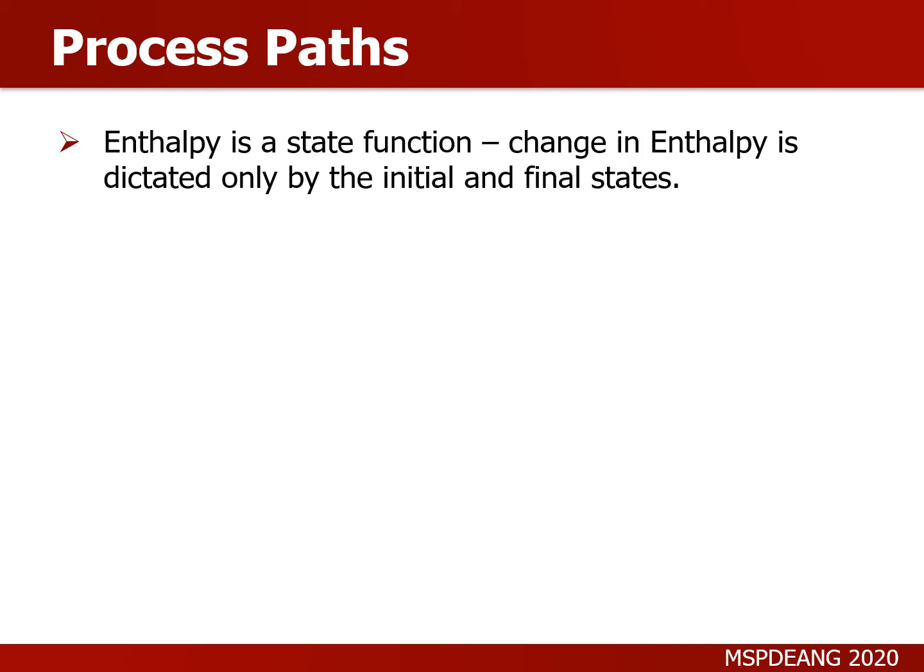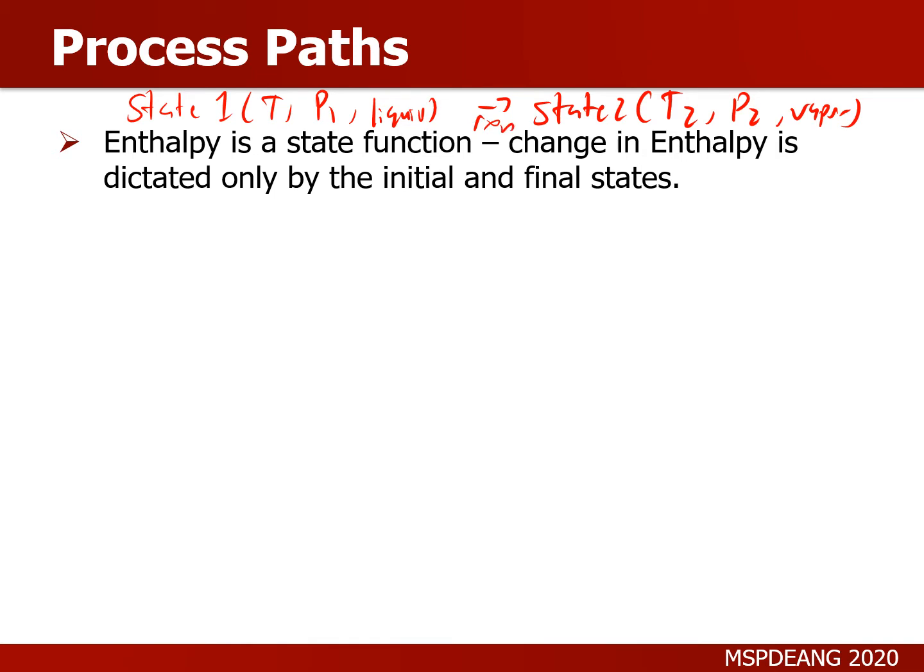So for example, we have a process starting from state 1, at temperature T1, P1, and let's say liquid. So this is the phase, to state 2 at a certain temperature T2, P2, and maybe vapor, and maybe a reaction occurred along the way. We have multiple steps occurring in this process, and the process path can now be composed of multiple individual calculations.